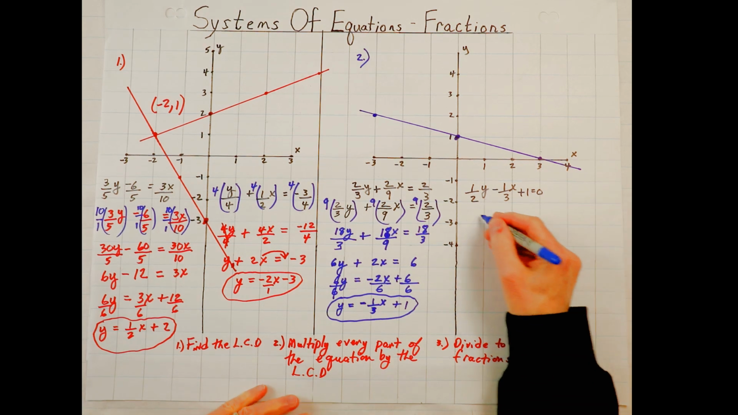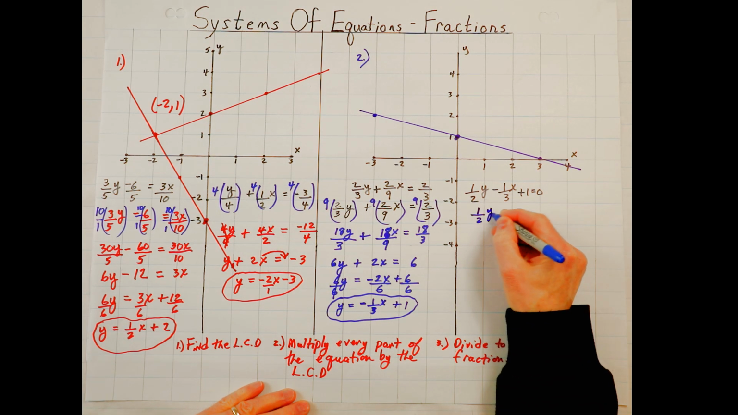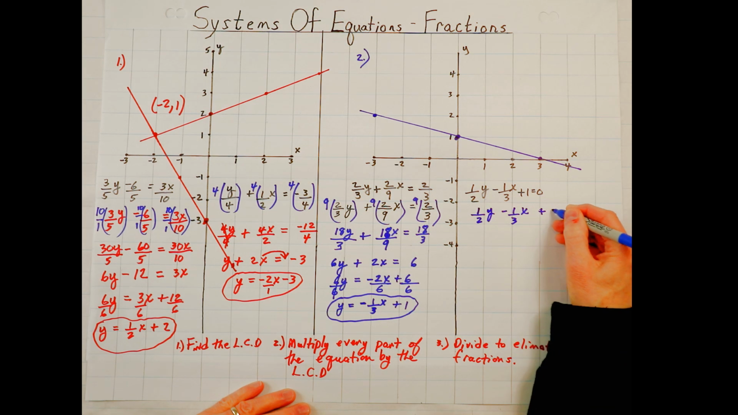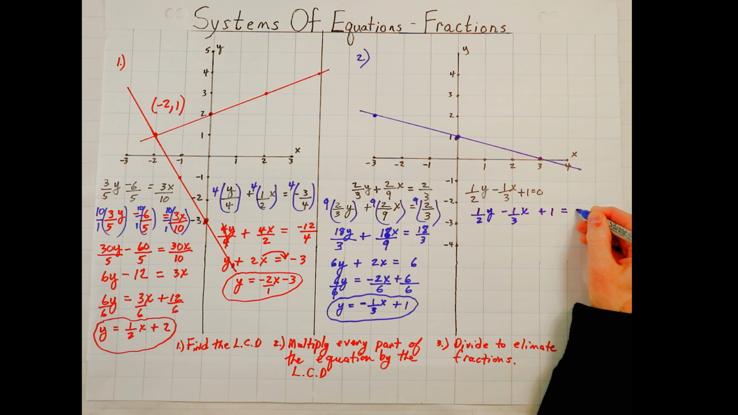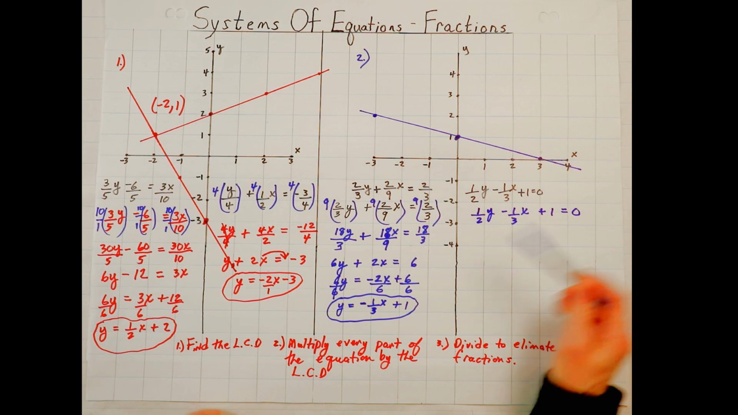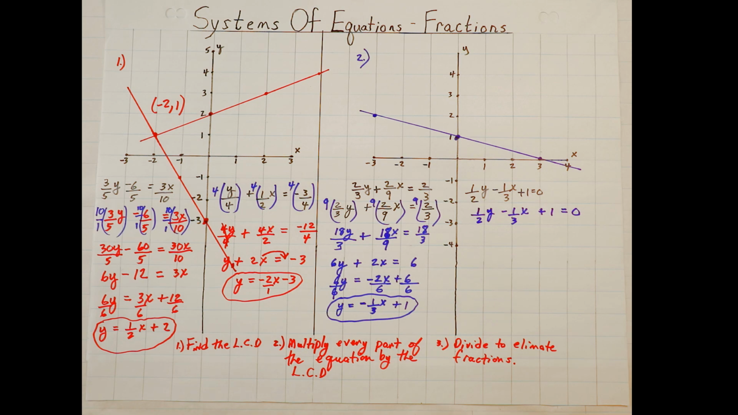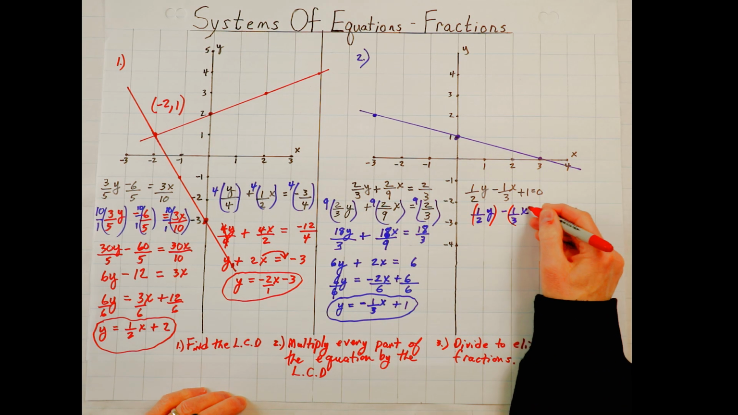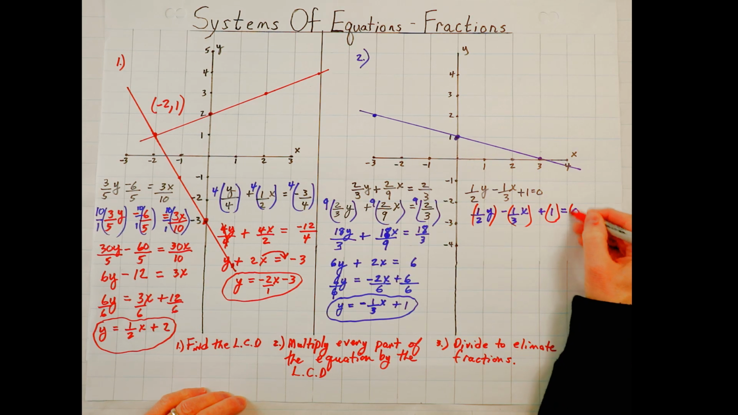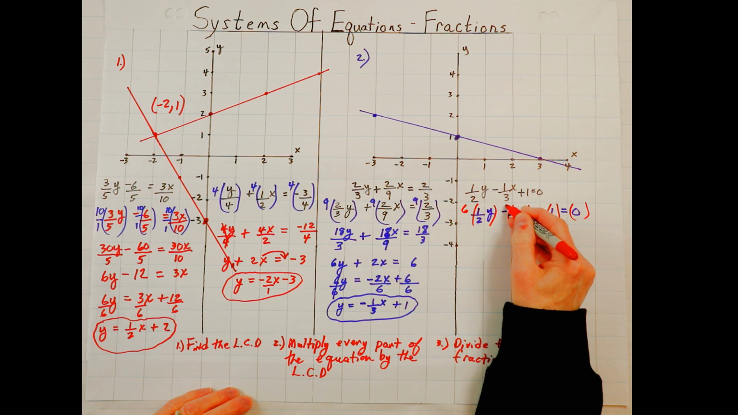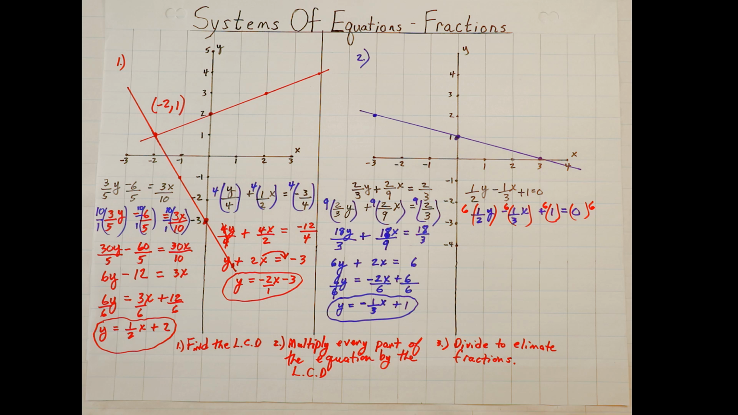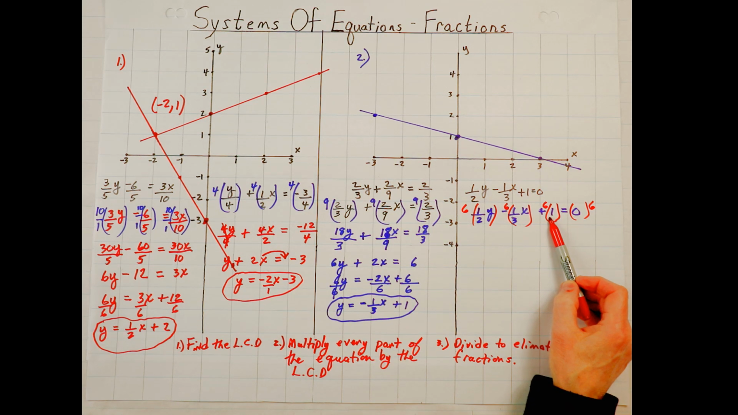Okay, so let me rewrite this with a little bit of space. What is the common denominator? 6. Yes, you were right. If you were thinking 6, you won the prize. 6, 6, and 6. See, here we have a whole number, and here we have 0.